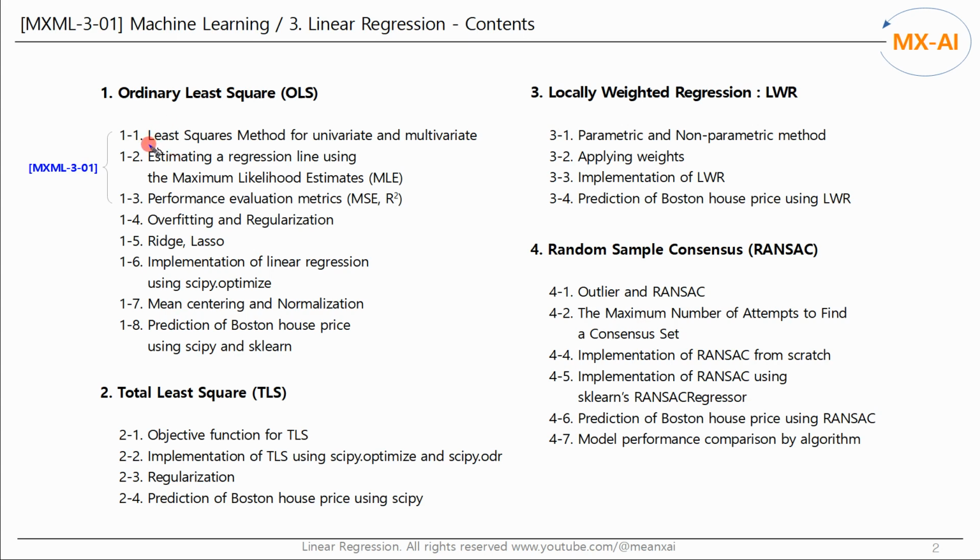So far, we have looked at the least squares method for single variable and multiple variables. We then looked at the maximum likelihood estimates and how to evaluate the model's performance. In the next video, we will look at overfitting and regularization and implement them using SciPy's optimize function.